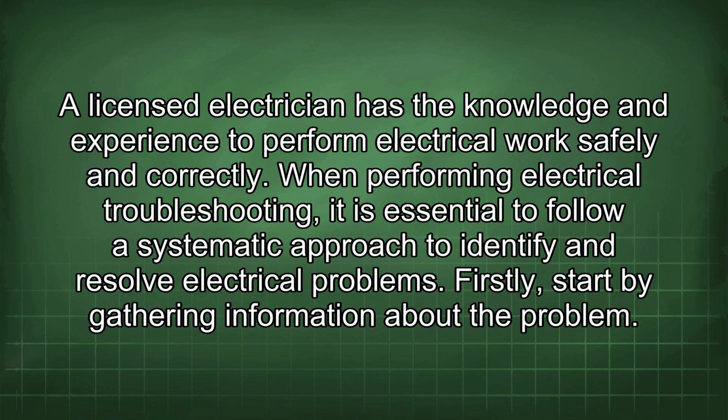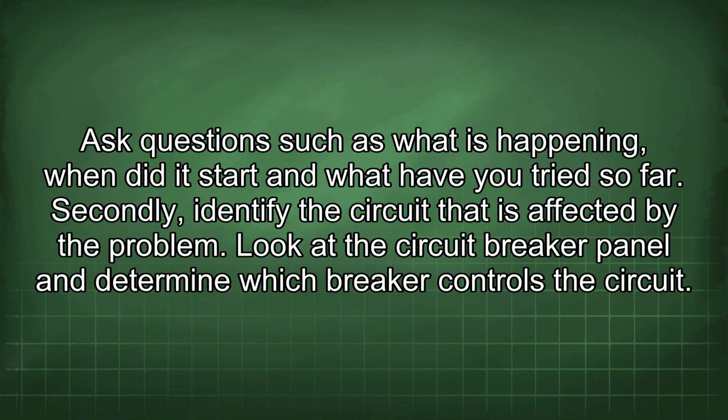When performing electrical troubleshooting, it is essential to follow a systematic approach to identify and resolve electrical problems. Firstly, start by gathering information about the problem. Ask questions such as what is happening, when did it start, and what have you tried so far. Secondly, identify the circuit that is affected by the problem. Look at the circuit breaker panel and determine which breaker controls the circuit.